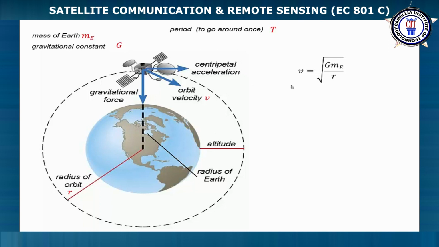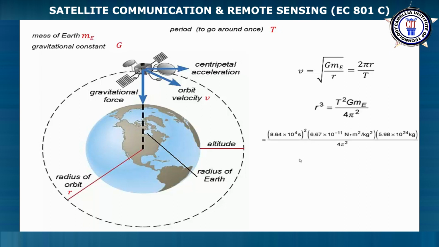The period of the satellite is T, that is 24 hours. The velocity equals 2 pi r by T. So we get r cube equal to T square G m suffix e by 4 pi square. Now putting the values, we get the orbit radius r equal to 42,300 km.